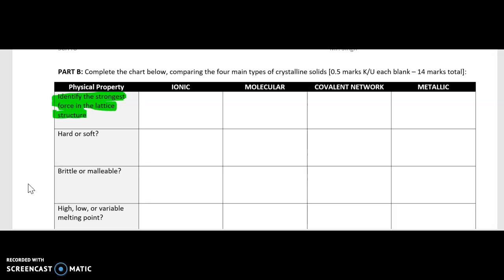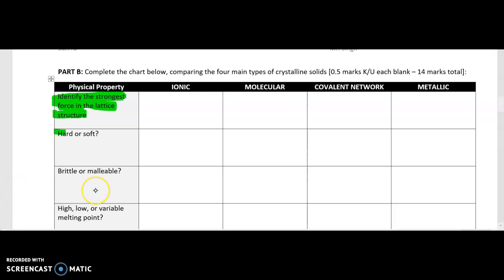So my question here is, what is the strongest force? So when I use the word identify, I'm asking you to actually name it. So I'm not looking for this is stronger, this is weaker. I'm looking for what is the force that's holding that crystal together. And for each one of these four, it's going to have a different force that holds it together.